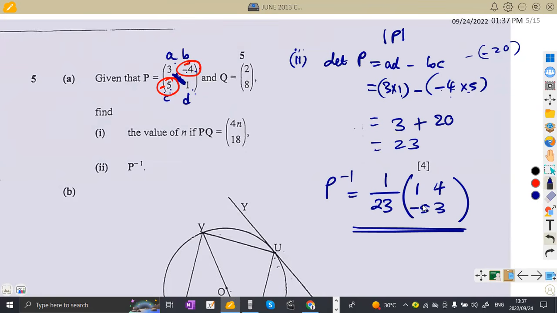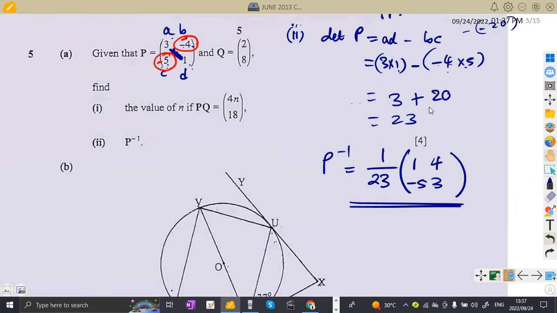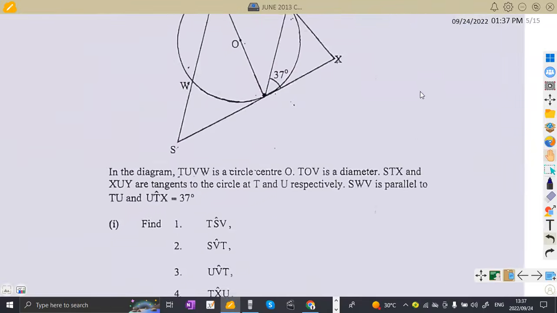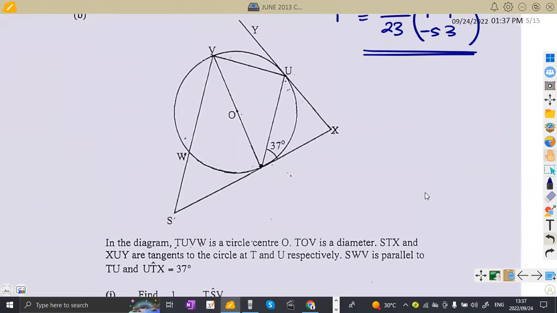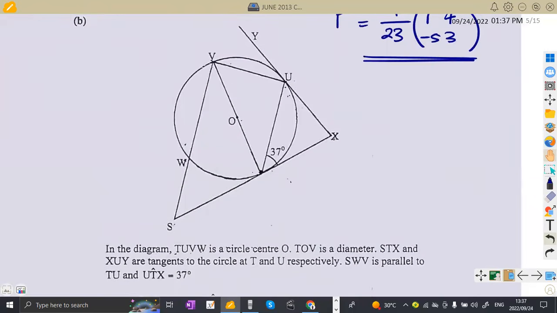All right, then let's see the other part, B, which is geometry. So you've got find this, whatever that we are having there. So take note, guys, we're given that in this case, TOV is a diameter. Where is our T?